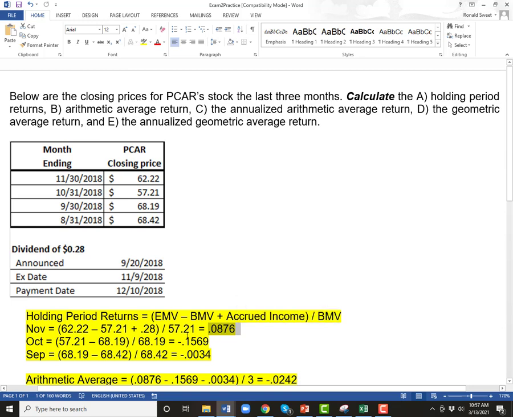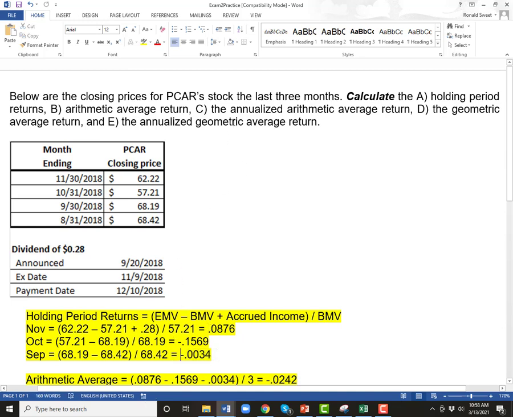And I would encourage you, don't use percent signs. Put everything in terms of decimals. It will just make things much, much easier for you. So for October and September there is no income, so it's just the ending minus the beginning, divided by beginning. That gives you negative 15% for October and negative 0.3034% for September. All right, so there are your three holding period returns.